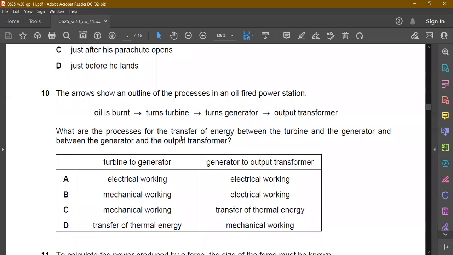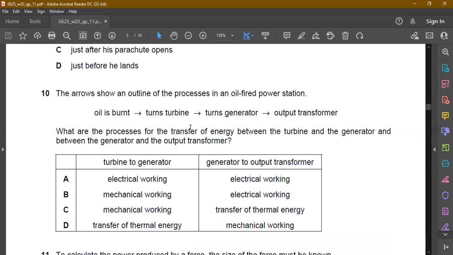Okay, the last question. The arrows show an outline of the processes in an oil-fired power station. Oil is burned and then turns turbine and then turns generator and then output transformer. Okay, what are the processes for the transfer of energy between the turbine and the generator and between the generator and the output transformer?